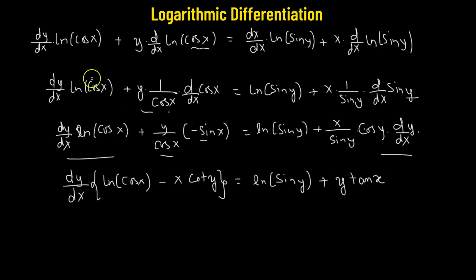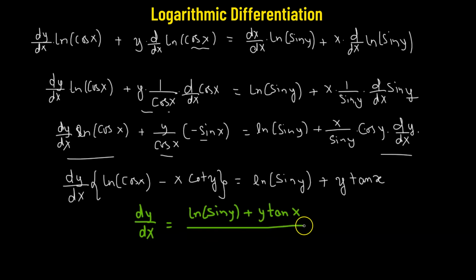Now we'll isolate derivative of y with respect to x, and this is going to give us derivative of y with respect to x equals log of sine y added to y tan x, whole thing divided by log of cosine x minus x times cotangent of y. So this is the value of derivative of y with respect to x.